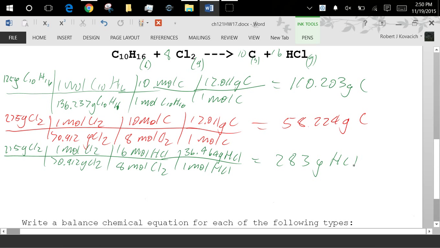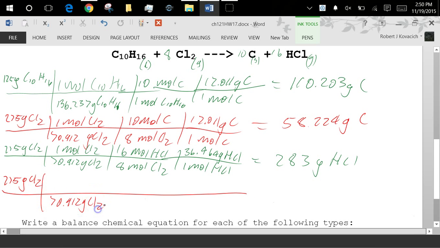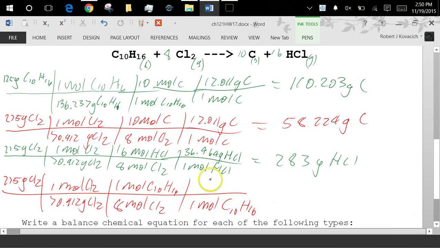Okay. I'll do this one a little bit differently than we did the last one, and I'm going to do the 275 again. 70.912 grams of chlorine, 1 mole chlorine, 8 moles chlorine, 1 mole C10H16, 1 mole C10H16, and 136.237 grams C10H16. What's this last calculation going to do for me?